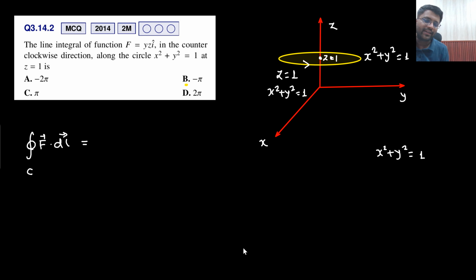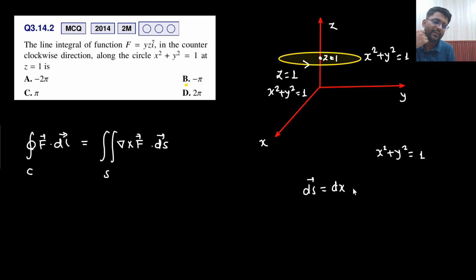F dot dl, closed line integral it is. So what can I do? I can replace this as del cross F dot dS. What will be my dS vector? The dS vector I can directly see will be nothing but dx dy, because it is z equals constant. The direction would be, if you take your hand, plus k cap. So now our target is only to calculate del cross F.